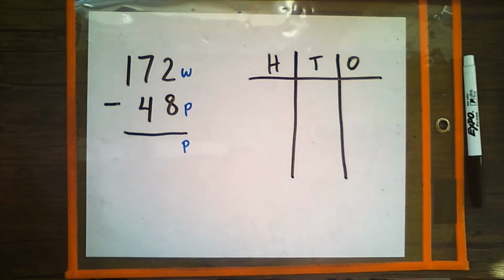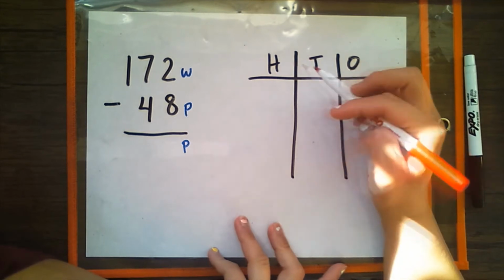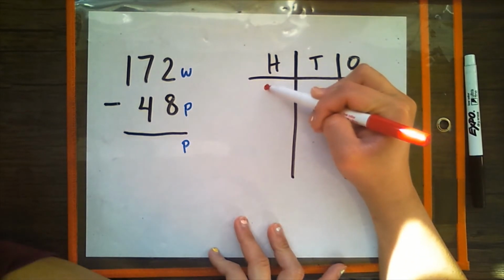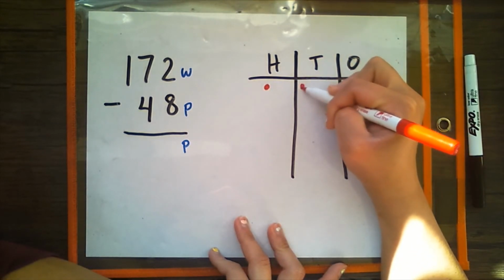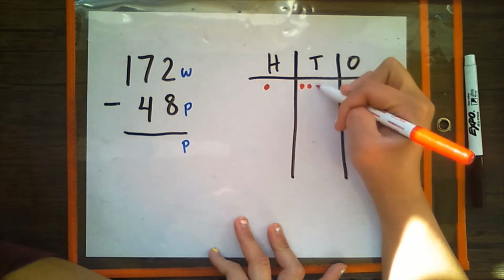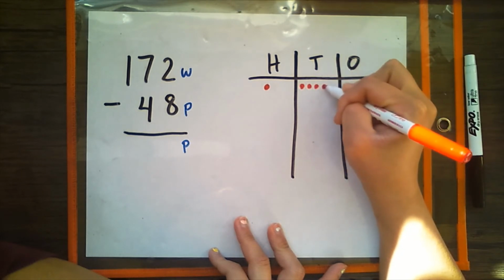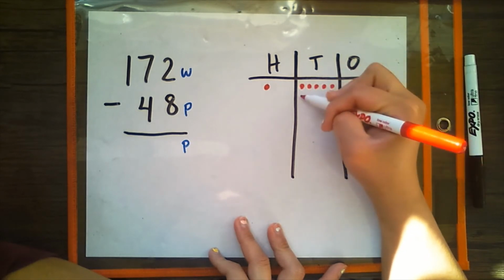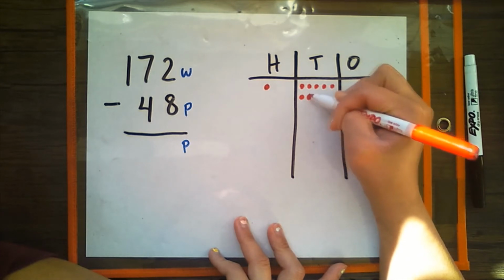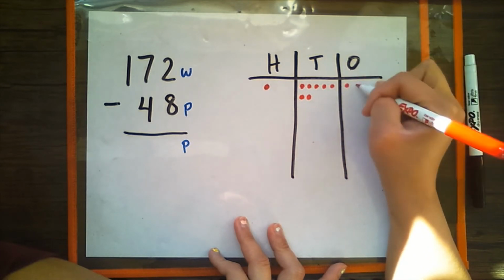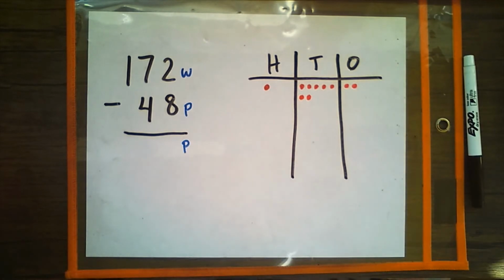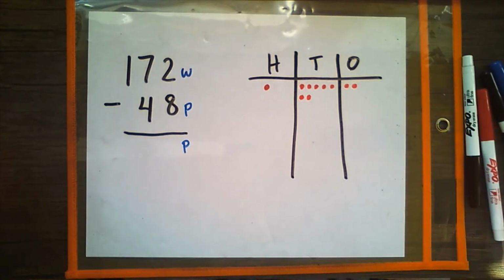So let's go ahead and do that. 100, 110, 120, 130, 140, 150, 160, 170, 171, 172. Let's work by place values now, starting with our ones.